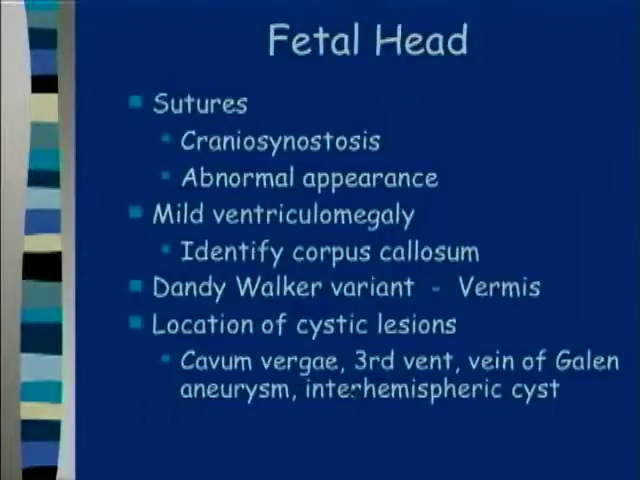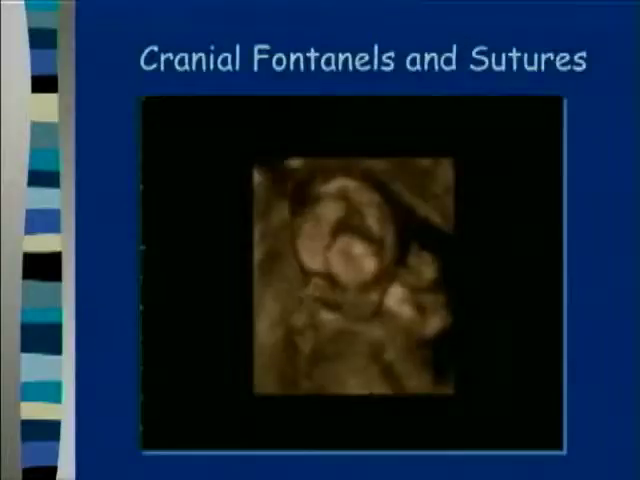Okay, next I'd like to attack the topic of the fetal head and brain, particularly looking at the cranial sutures for craniosynostosis or an abnormal appearance, to look for mild ventriculomegaly, and to identify the corpus callosum in all patients with mild ventriculomegaly, to talk about the vermis size in patients with suspected Dandy-Walker variants, and to talk about cystic lesions in the brain, such as the cavum vergae, the third ventricle, the vein of Galen aneurysms, and interhemispheric cysts.